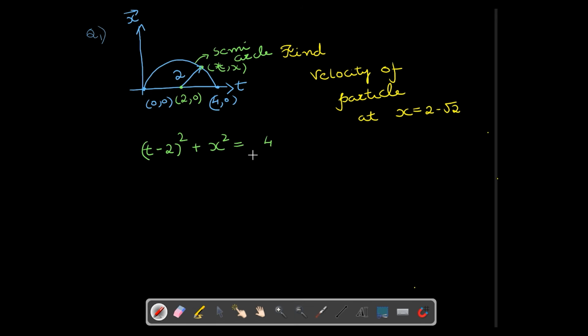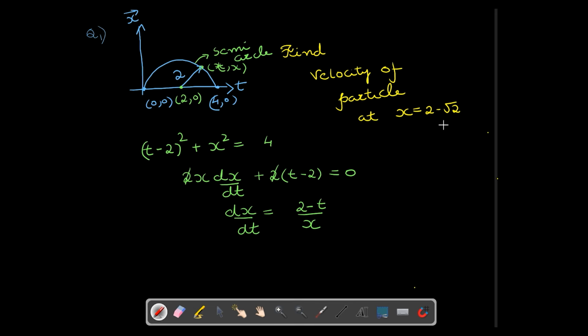Okay sir, understood. Now I want the velocity. It means that you need to differentiate x with respect to time. So let's differentiate the entire equation with respect to time. So 2x into dx by dt plus 2 times (t minus 2) is equal to 0. The differentiation of a constant is 0. Okay sir. Now in dx by dt, I can cancel 2 here. Dx by dt, if it goes that side, will be (2 minus t) by x.